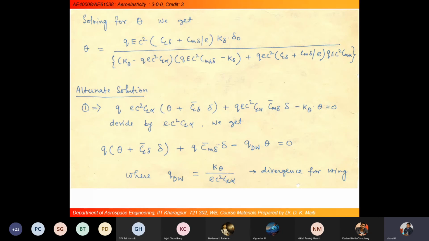I am just taking the alternative form, that is expressing both the equations in a non-dimensional form. So I am taking it here: q e c square Cl alpha, then I am defining theta plus Cl delta bar into delta, q e c square Cl alpha Cm delta bar into delta, minus k theta into theta equal to 0, where I am defining certain parameters like q d wing that we have already obtained. That is, q d wing is k theta by E c square Cl alpha. This is the divergence speed of the wing.